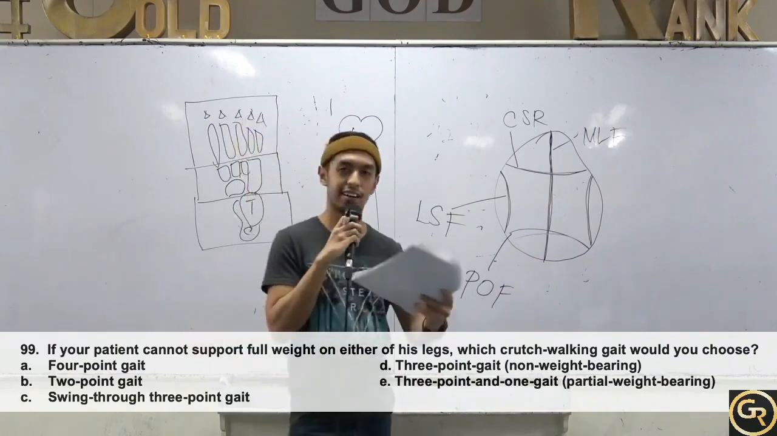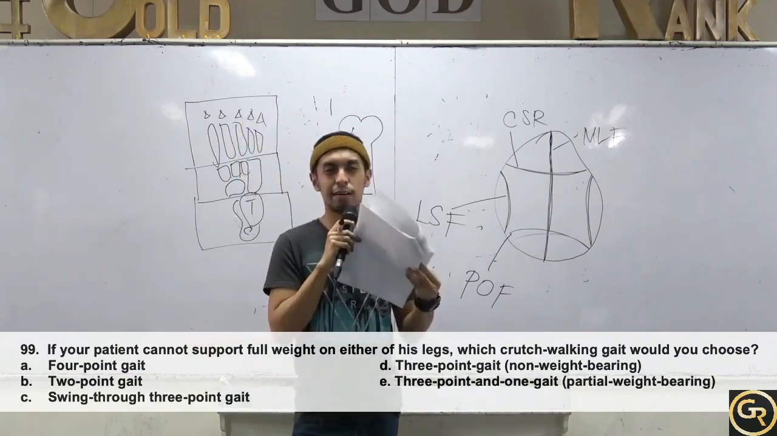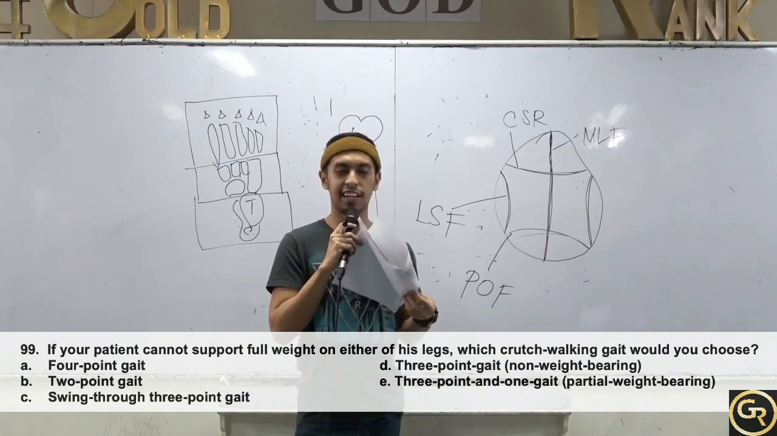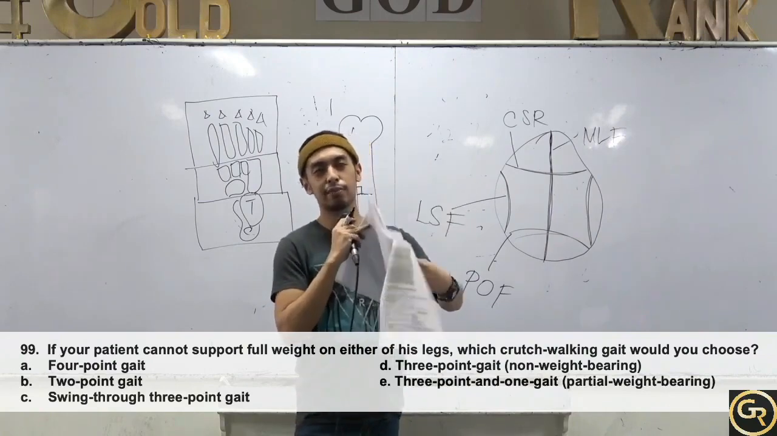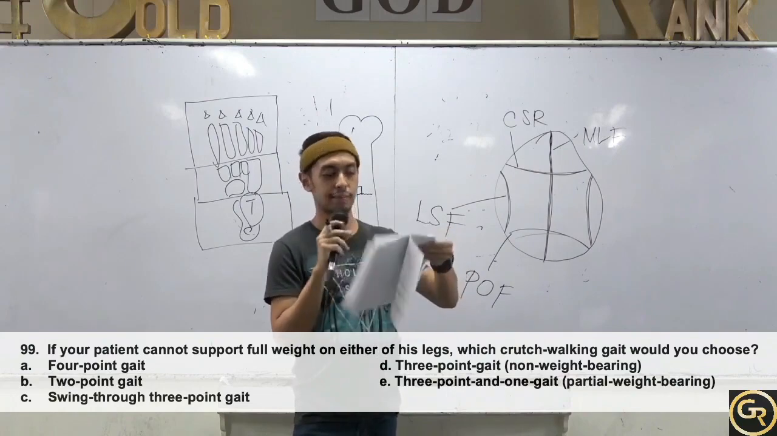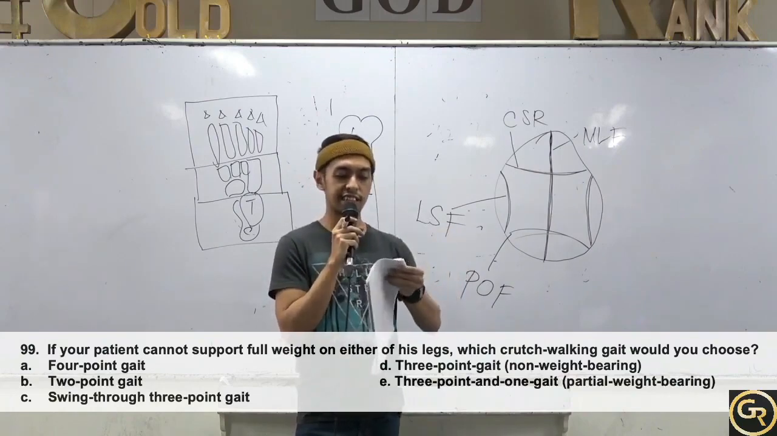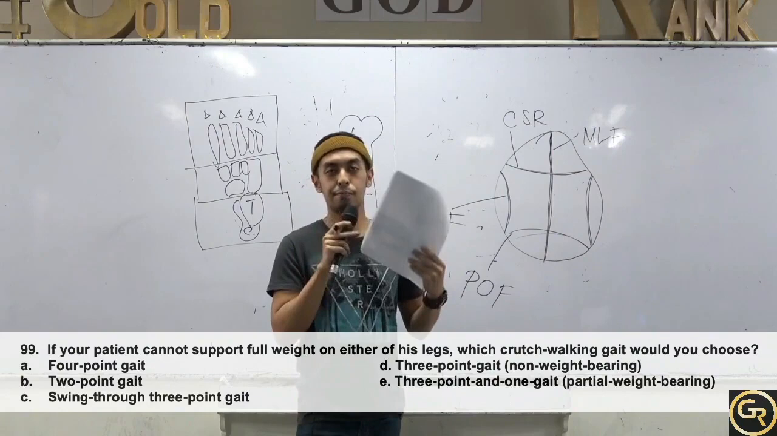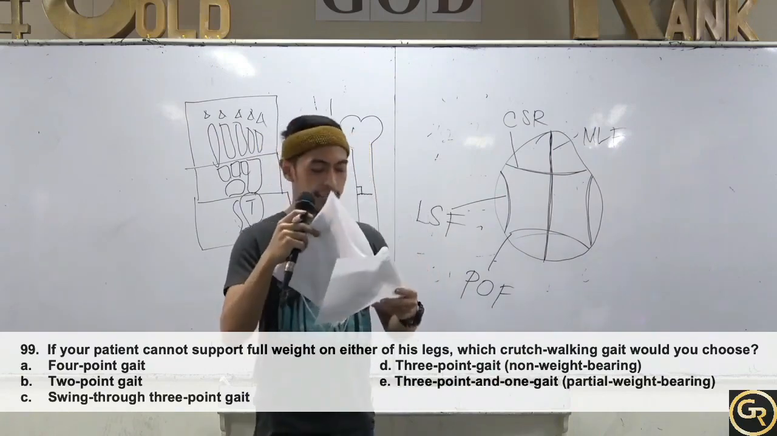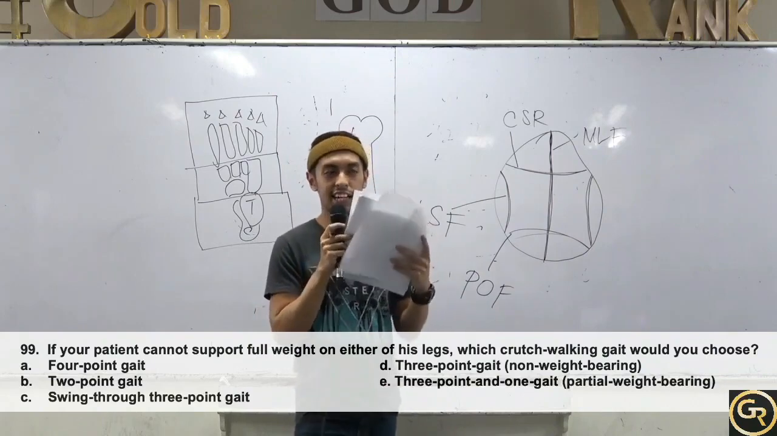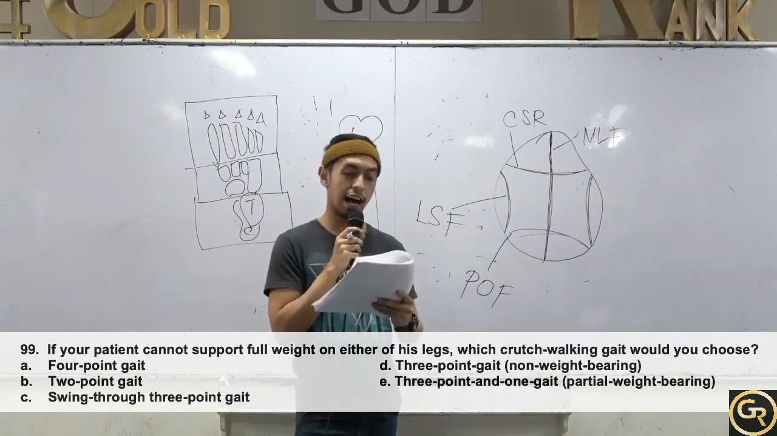99. If your patient cannot support full weight on either of his legs, which crutch walking would you choose? Okay? So again, this came from a book, okay? The old book of Providing Early Mobility. And if we're going to base it verbatim from their statement, the best answer for this would be 4-point gait. Okay? Your 4-point gait, that's letter apple. Okay? 99, that's letter apple.